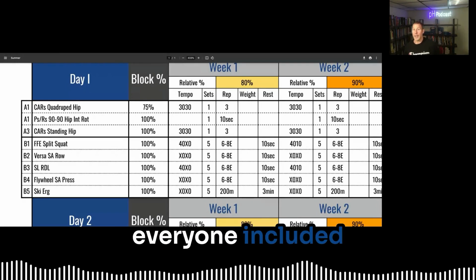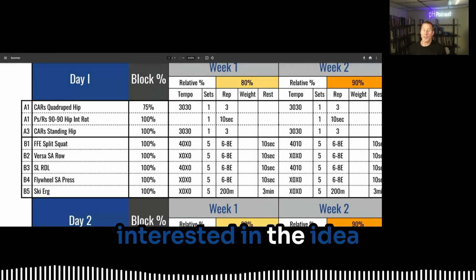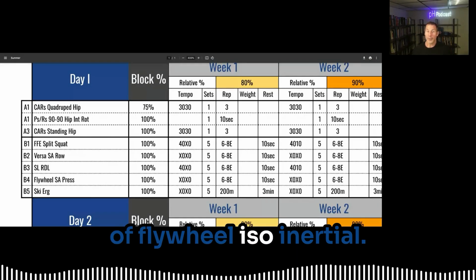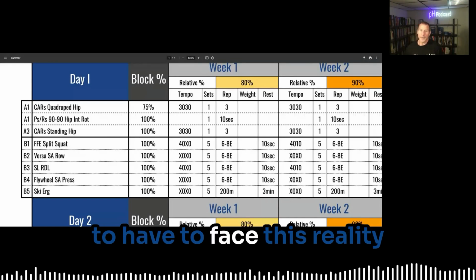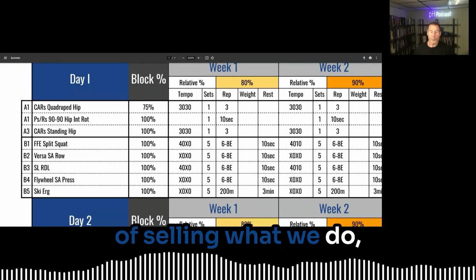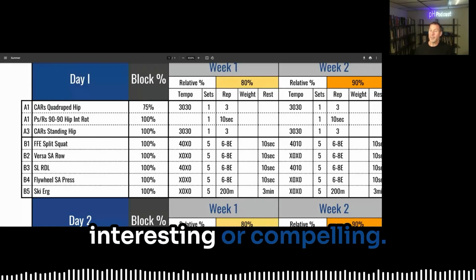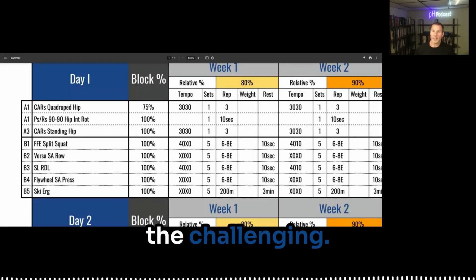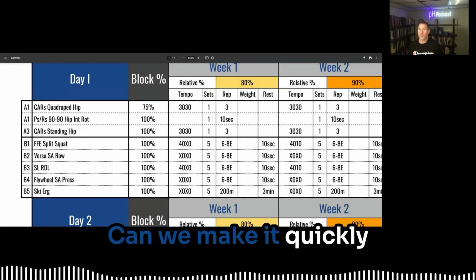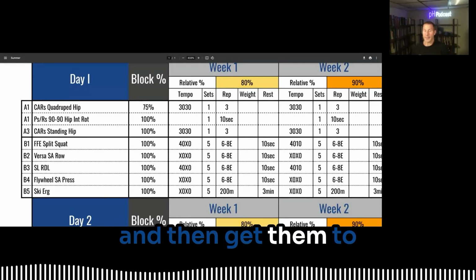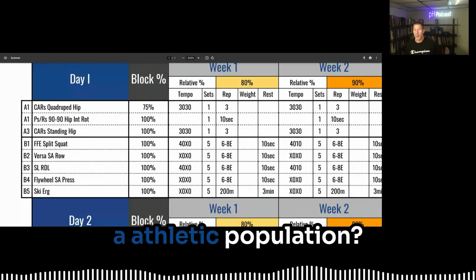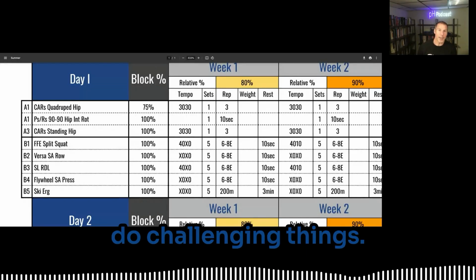And I think this is why everyone included should be really interested in the idea of flywheel, isoinertial, conical resistance, because we're all going to have to face this reality of selling what we do, making what we do seem interesting and compelling. And that comes from how challenging we can make it quickly to create some sort of scarcity-based demand and then get them to where they want. Or in an athletic population, there's going to be times that we have to do challenging things.